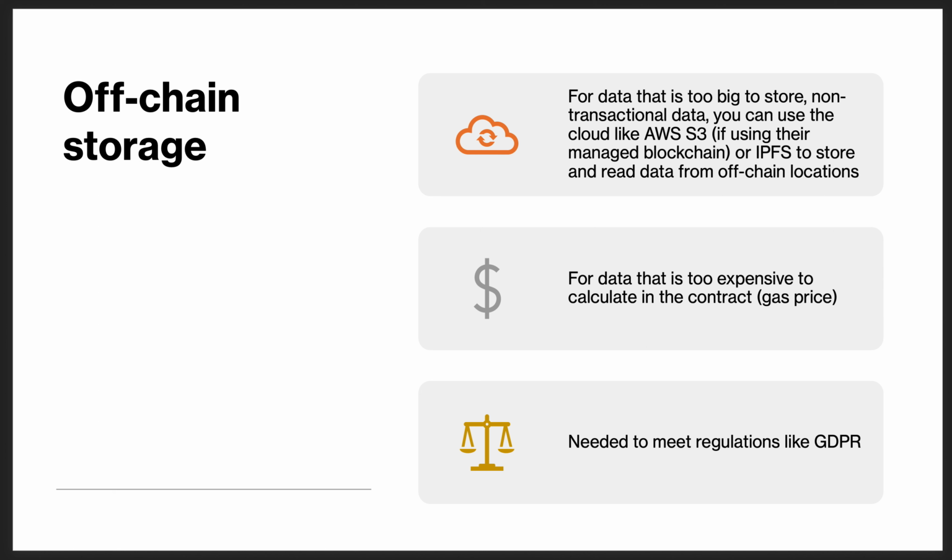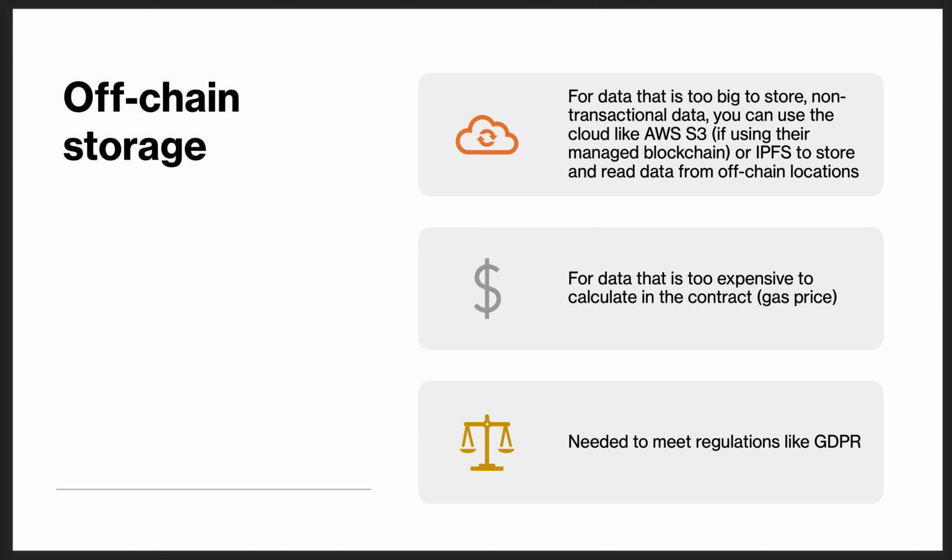The other one I like too is for data that's too expensive to calculate in the contract. You may have some really big, huge math that's going to go down in your contract, and it's going to be super expensive. It will have a huge gas price, and you don't want to pay that. It's just better to calculate it off contract and then return it back to the contract. Just so you get your variable, you check it, you run your math off chain, then you send that variable back, right? The other thing that's interesting too is needing to meet regulations like GDPR.